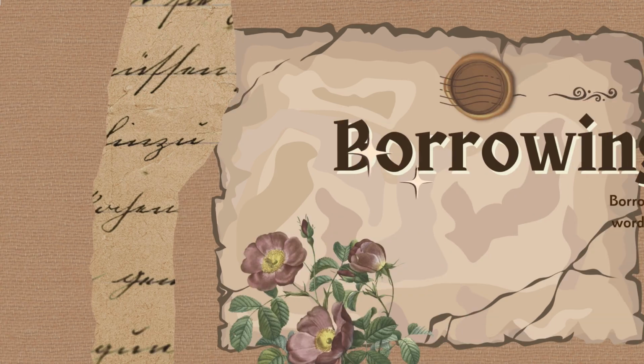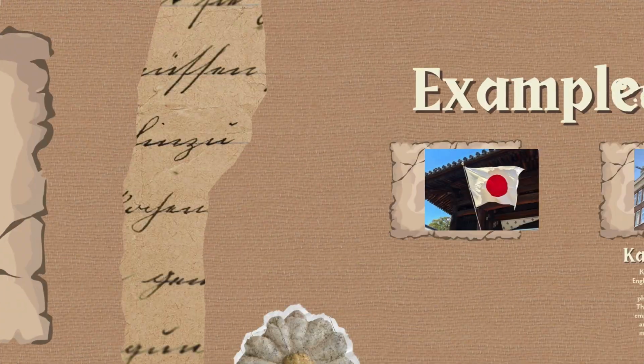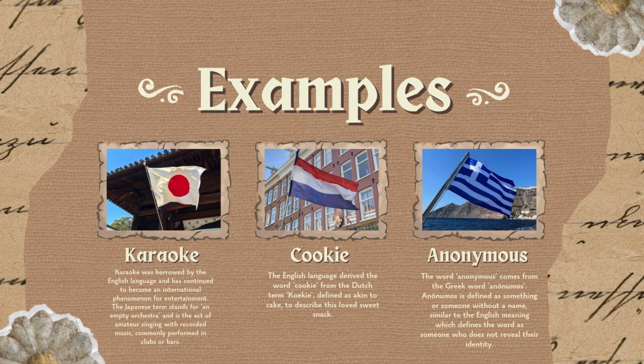And lastly, we have borrowing. Borrowing is the process of adopting a foreign word that does not have an equivalent in the language. And here we have some examples. Karaoke. Karaoke is a Japanese word which was borrowed by the English language and has continued to become an international phenomenon for entertainment. The Japanese term stands for an empty orchestra, and it's the act of amateur singing with recorded music and commonly performed in clubs or bars.